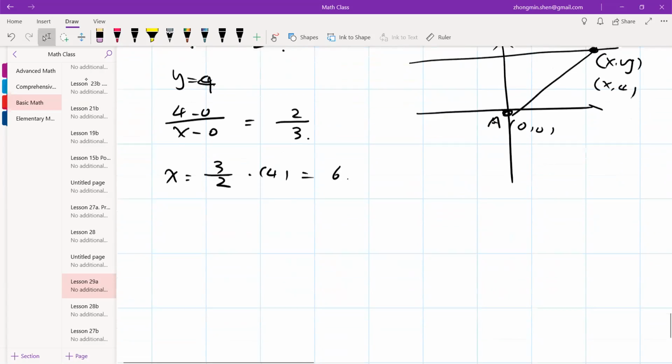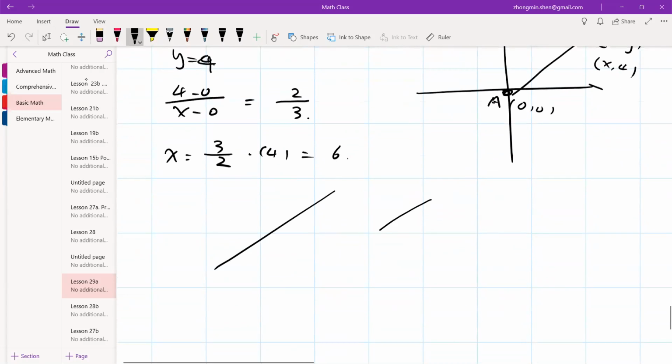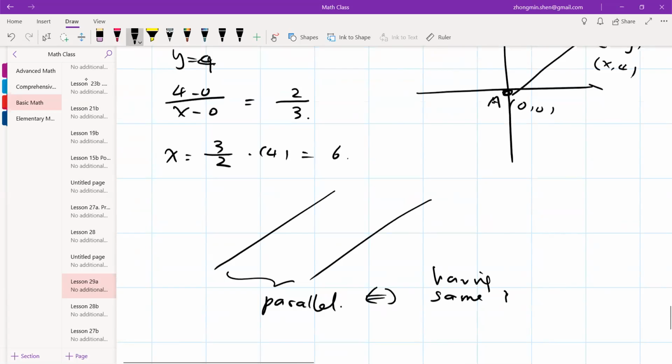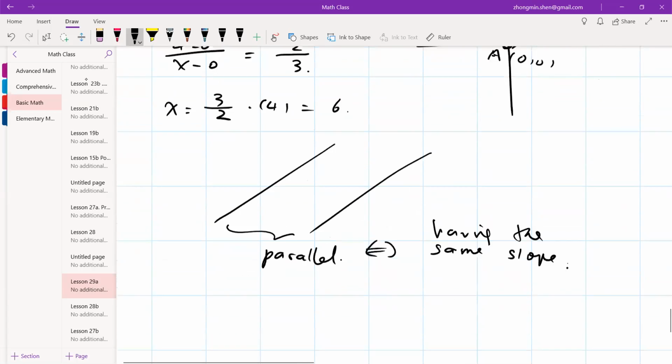All right. Now what happens? Let's look at two parallel lines. Parallel lines have very important properties. Lines are parallel if and only if they have the same slope. Okay, right, having the same slope.